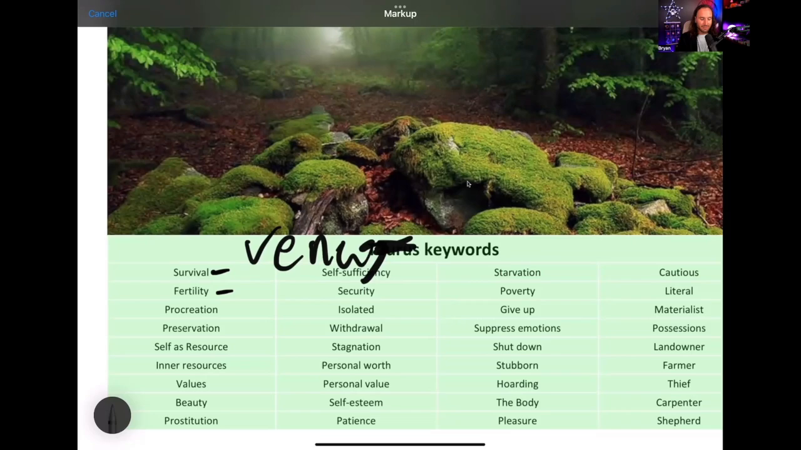Fertility, procreation, preservation. It really is this energy that wants nice things, wants to have security, safety, and beauty all the time. Venus wants to really grab onto things. It's so much that it doesn't want to let go ever. And we'll get into why that is as we move forward.